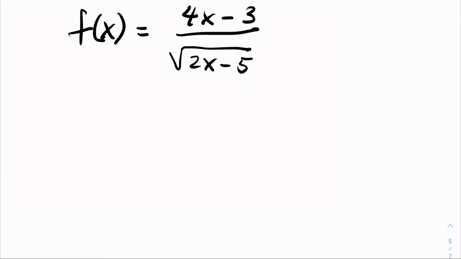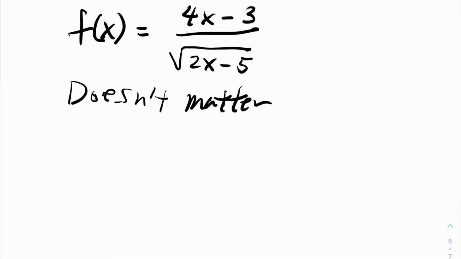That's a very common mistake I noticed on a lot of quizzes and tests in the past. Students love to solve this top part and say x cannot equal 3/4. Well, yes, 3/4 causes the top to equal 0, but it does not cause undefinedness. Again, you can have 0 on top. 0 over 5 is still 0. It's defined to be 0. It's not undefined.